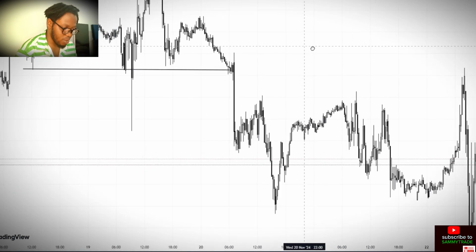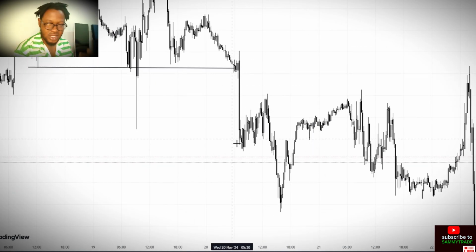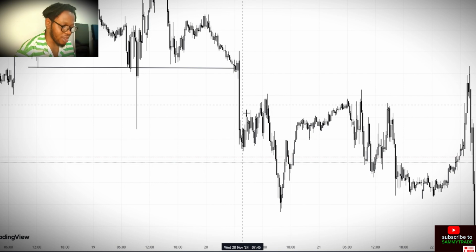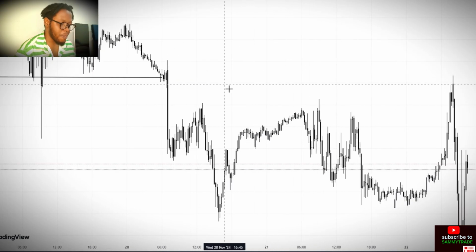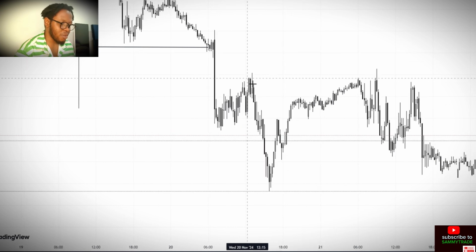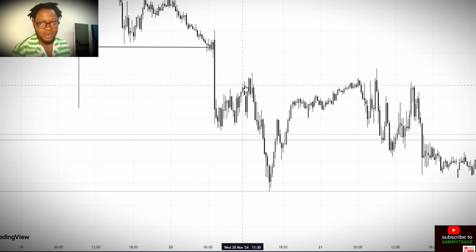So there was a change of character right here. Can you see this? Price changed character with a lot of liquidity. So I was waiting for that pullback. A lot of people will enter for this trade at this point. But I'm not like that. I'm not so stupid, guys.